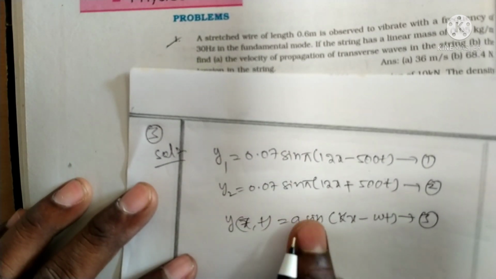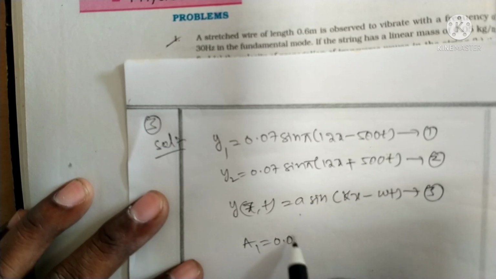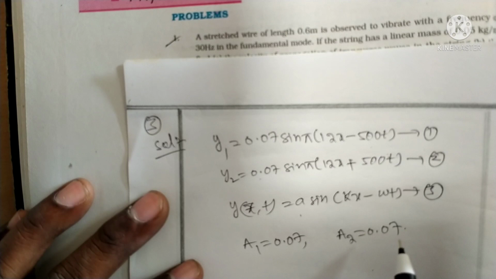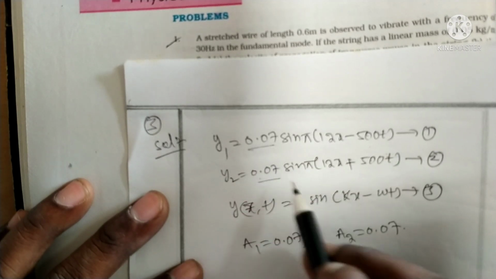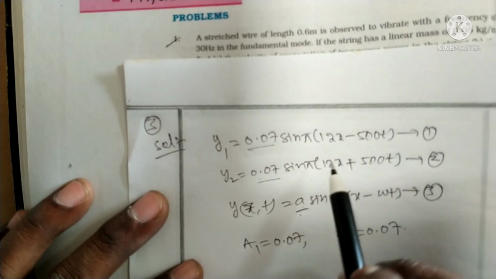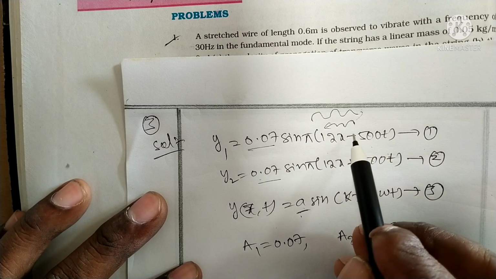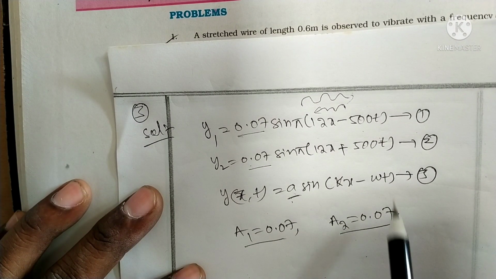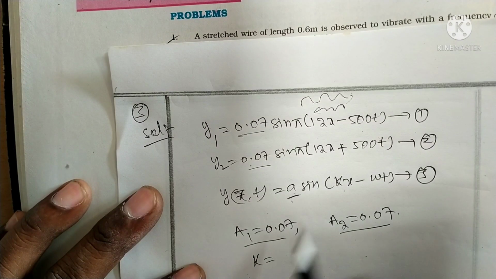Comparing the above three equations, here a is the amplitude: a1, the amplitude of the first wave, is 0.07, and a2, the amplitude of the second wave, is also 0.07. The amplitudes are the same. Here it is minus and here it is plus, which means one wave travels in the positive direction and the other travels with the same amplitude in the opposite direction. Comparing the three equations, the wave vector k is equal to 12 pi.